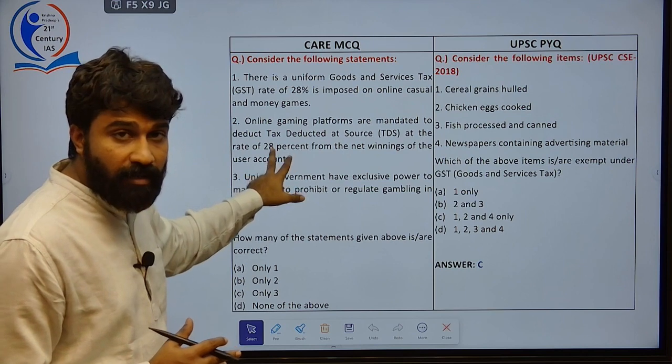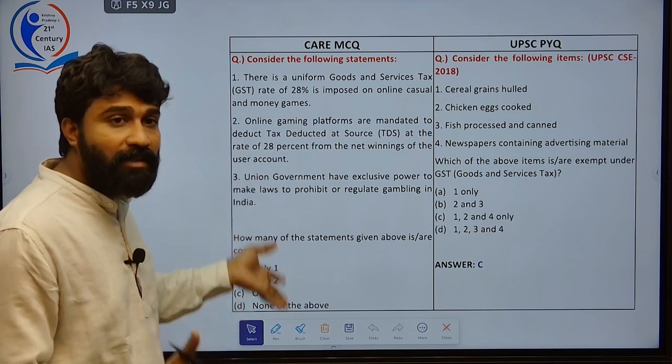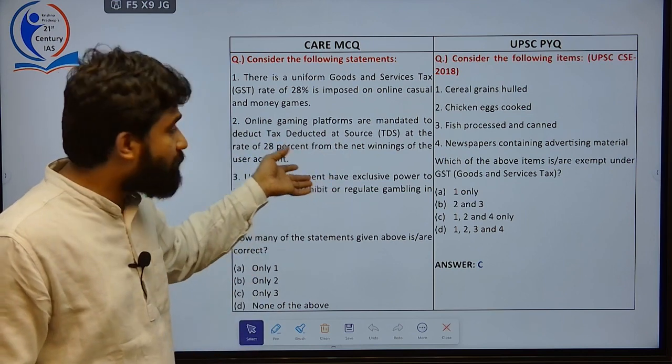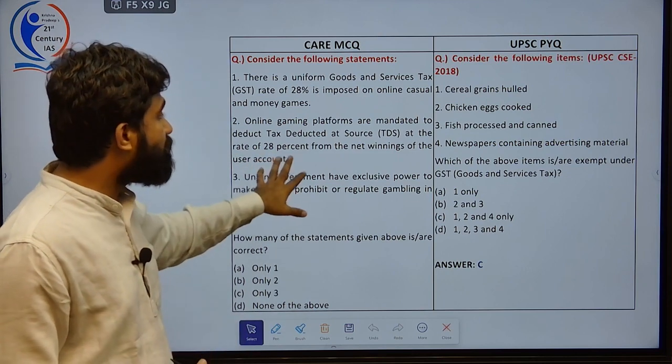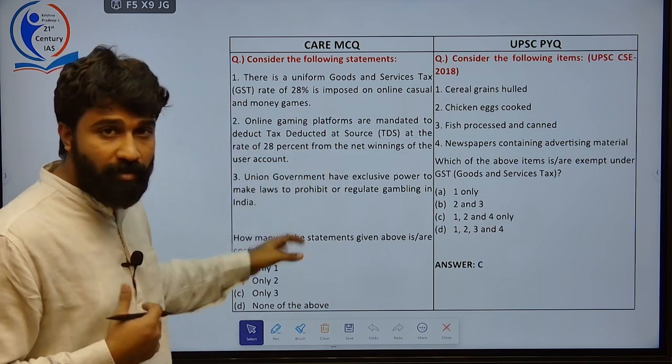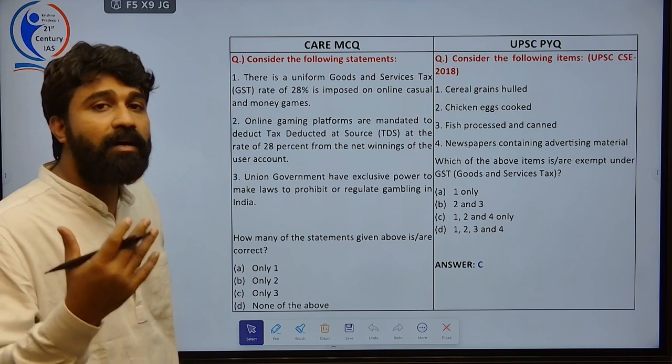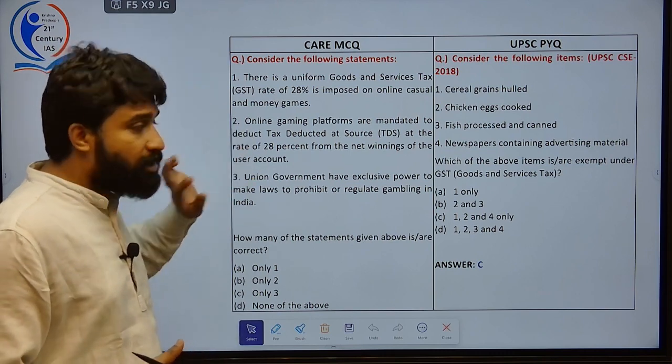28%, not at the rate of 28%, because it is considered as income, and therefore they are charged around 30% here, 30% of the net winnings of the user account at the end of the financial year. So, this statement is incorrect.